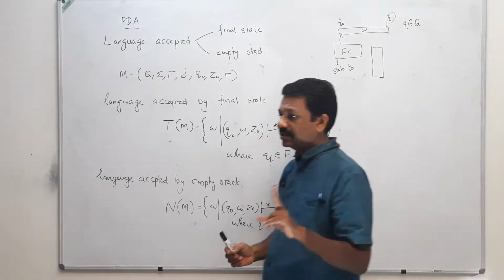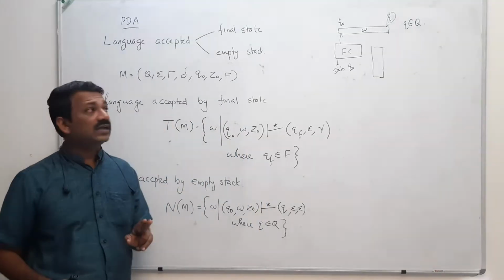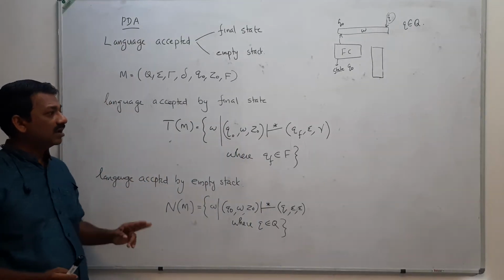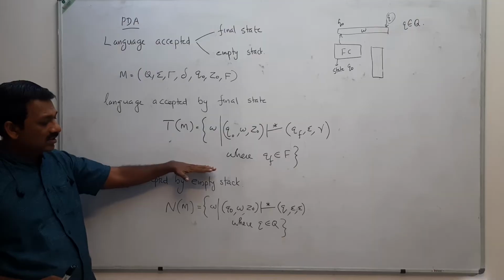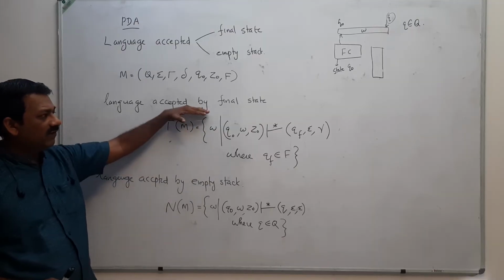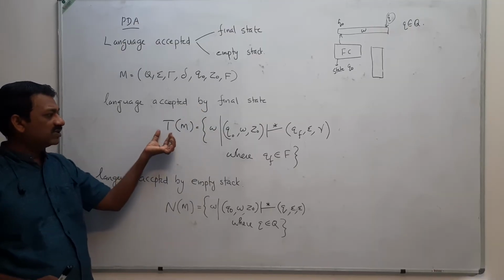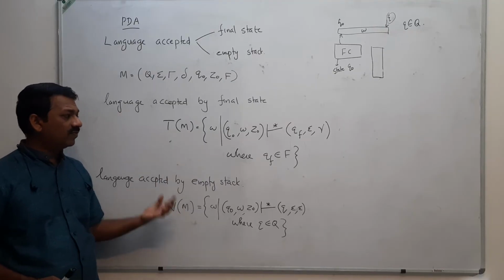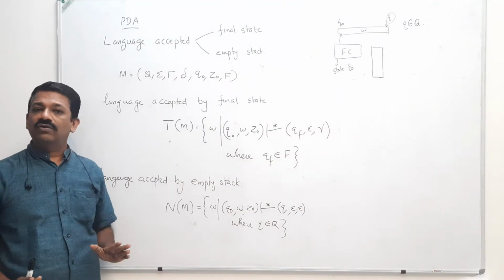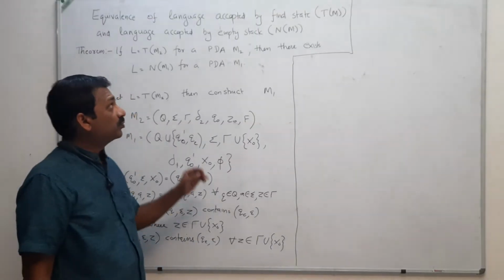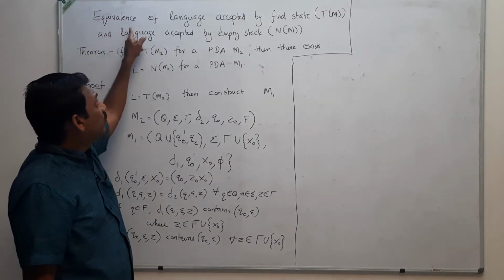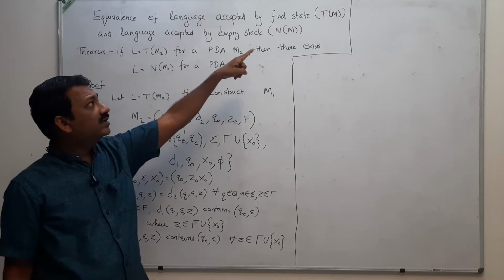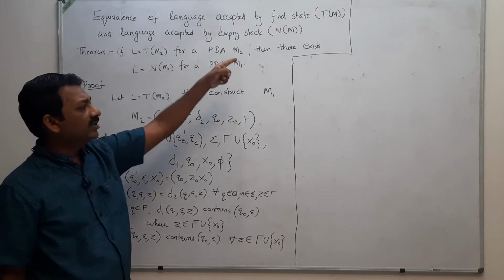So there are two cases: language accepted by final state and language accepted by empty stack. Language accepted by final state we usually represent by T of M, and language accepted by empty stack is N of M. Both of them are equivalent, and that we are going to prove: the equivalence of language accepted by final state and language accepted by empty stack.